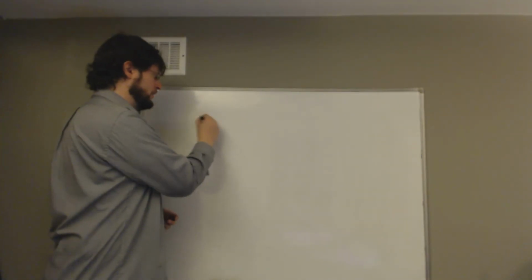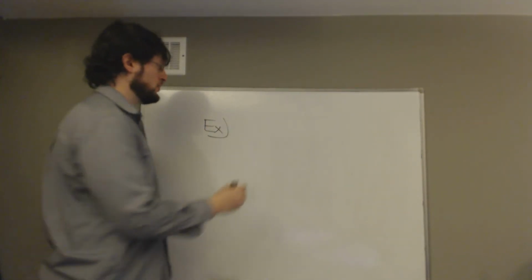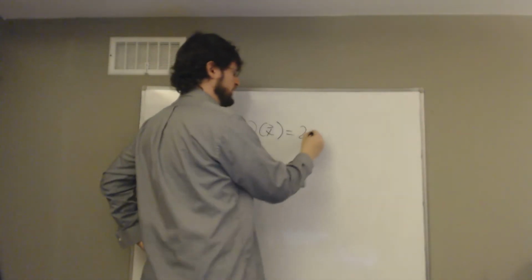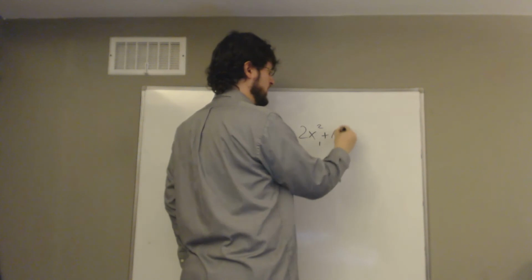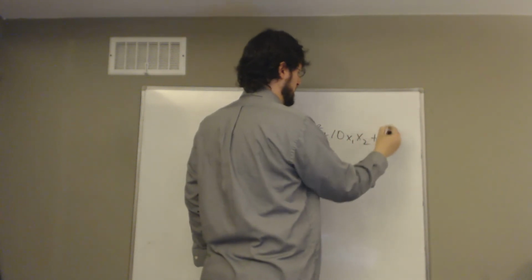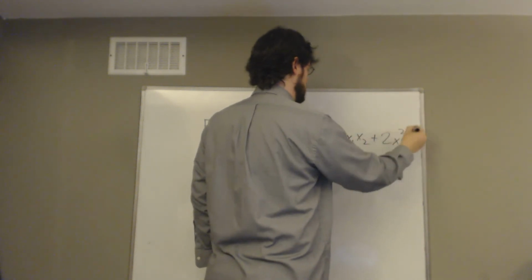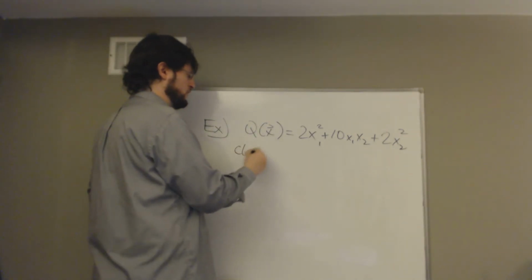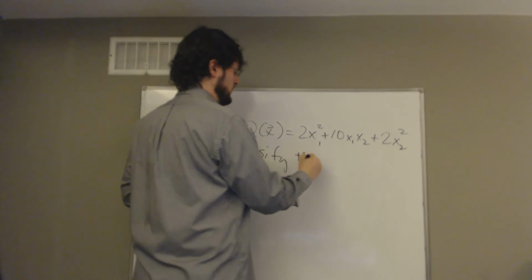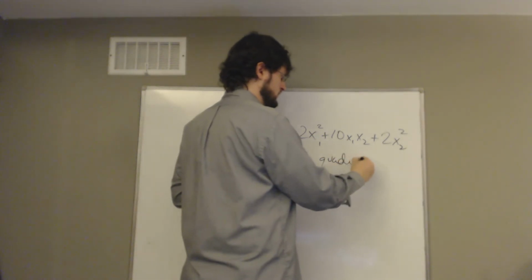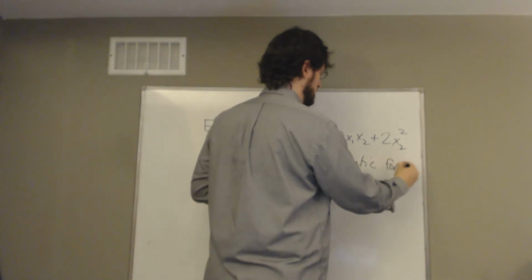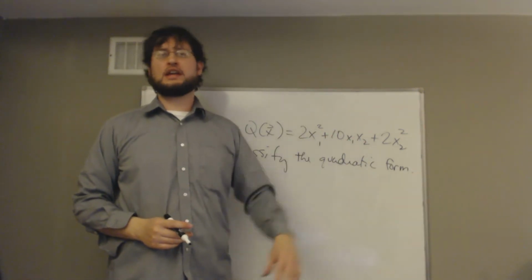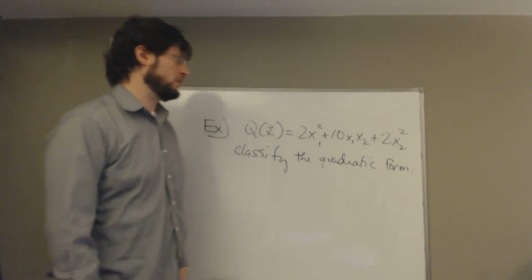And so one example of this type of question, we might have a quadratic form q at x, which is, let's say, 2x1 squared plus 10x1 x2 plus 2x2 squared. And let's classify the form. So that is, decide whether it's positive definite, negative definite, or an indefinite form.